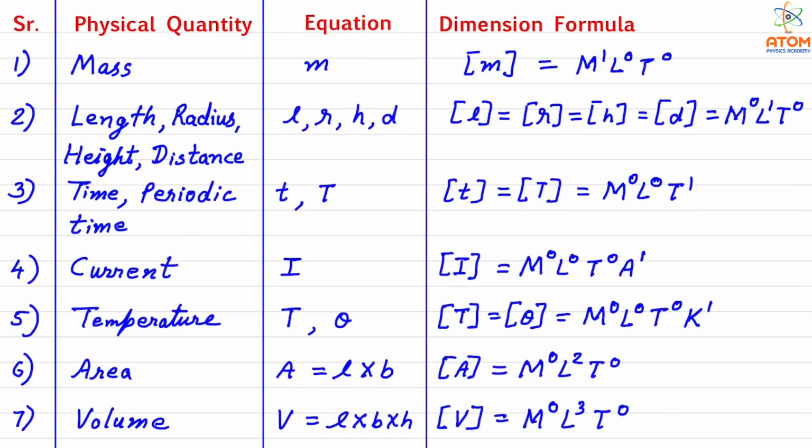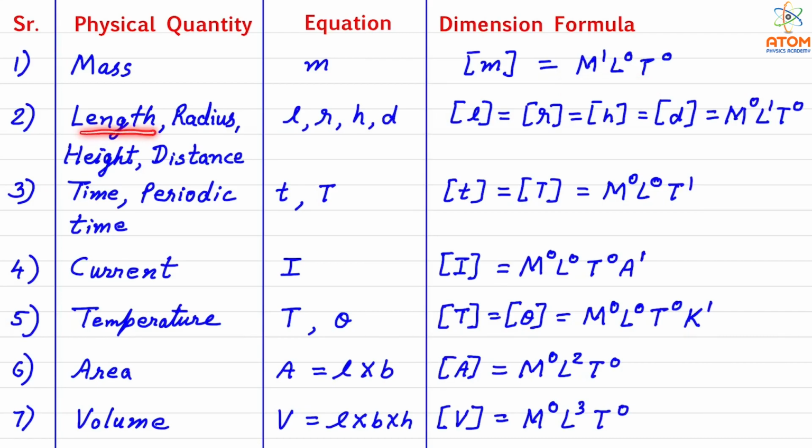So let us see. First we will see the fundamental physical quantities. They have only symbols and not equations. That's why we will first see their dimension formulas. The first is mass, symbol m, and while writing the dimension formula you know that you have to put m into a square bracket, and the dimension formula you are already aware of: m1 l0 t0.